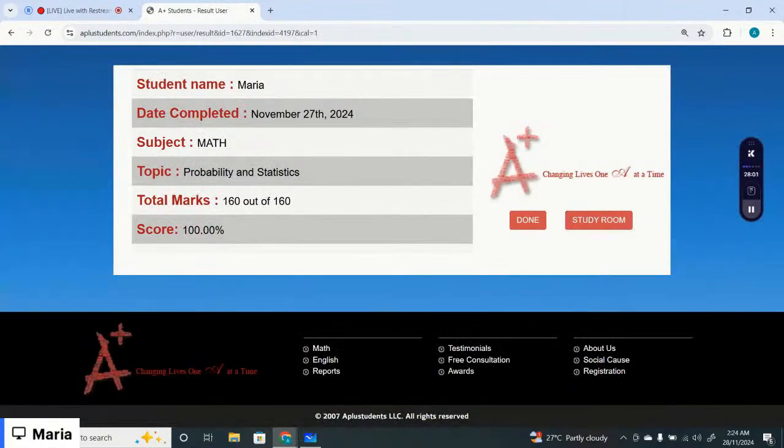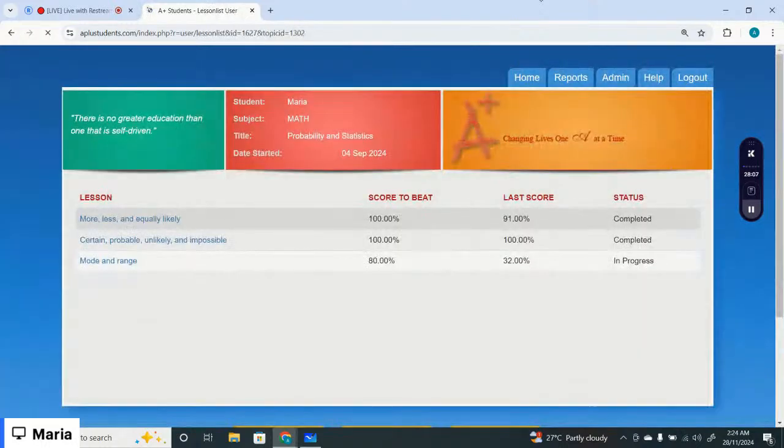Okay, we are done with the lesson. Let's start with the next lesson. The next lesson is mode and range.